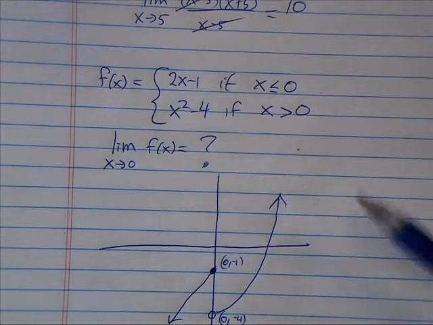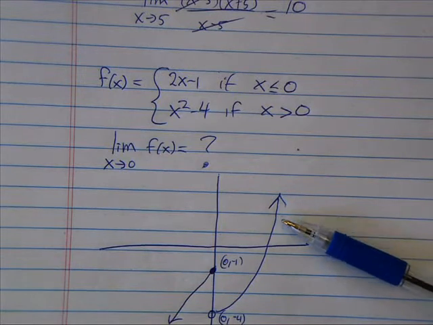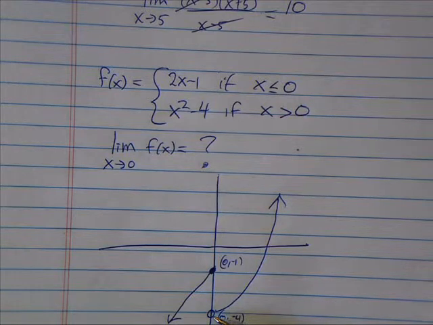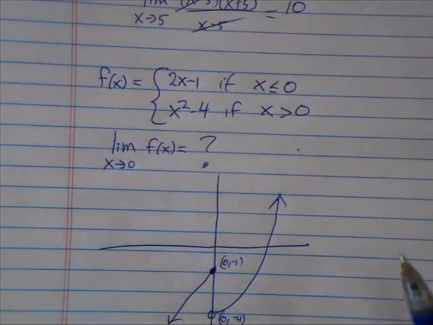On the other hand, if I come down the graph this way, when my x values get close to 0, my y values are getting close to -4. So what would we say the limit is? Does not exist. When we talk about limits, how many answers do we want? 1. In this case, we have 2 different answers.